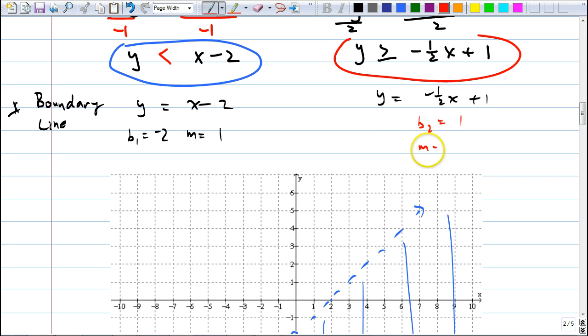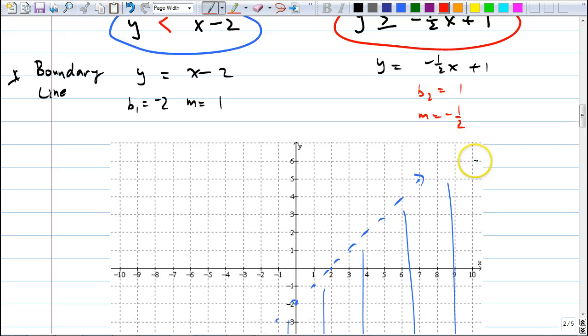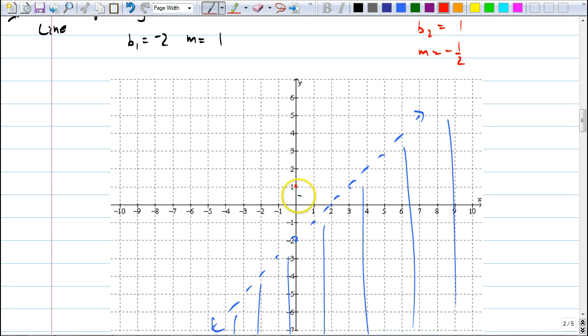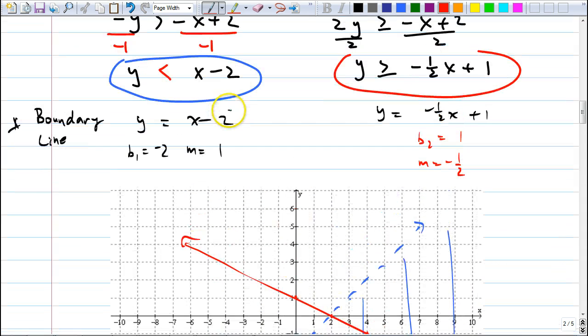1. What's my slope again? Negative half. So I start at 1, and I go down 1, to the right 2. Again, the same thing. Now this time, will my boundary line for the second equation be solid or dotted? Solid, because it said greater than or equal to. So now it's going to be solid, because it says y is greater than or equal to, right? When you say greater than or equal to, this is equal to, y equals this. That's the line, right? Does that make sense?